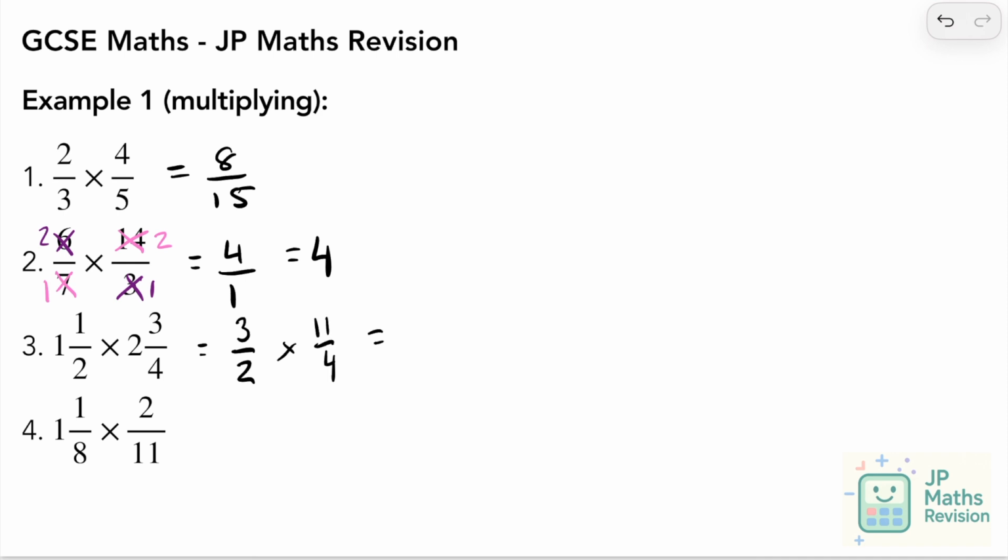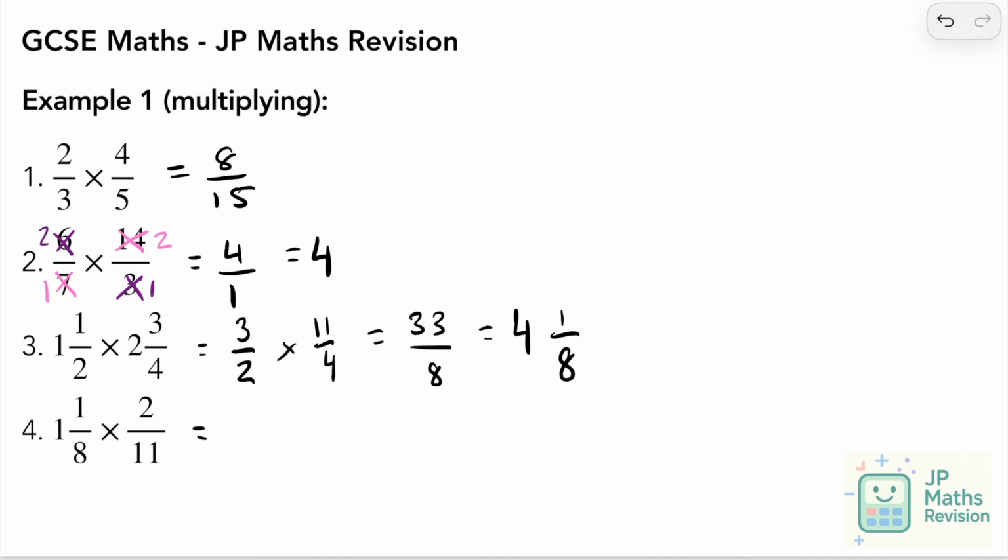To multiply these fractions, I don't have any factors on the diagonal, so I can't do anything there. So I'm just going to do 3 times 11, which is 33, and 2 times 4, which is 8. And then I can write this as a mixed number. 8 goes into 33 4 times with 1 as a remainder, so it's 4 1/8.